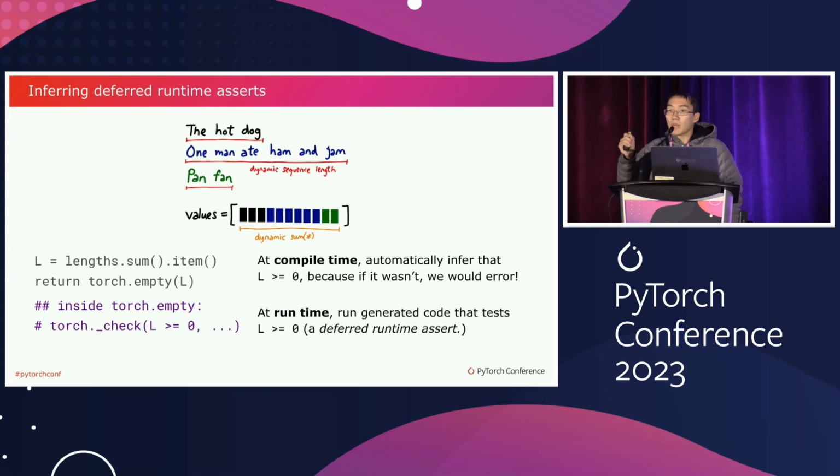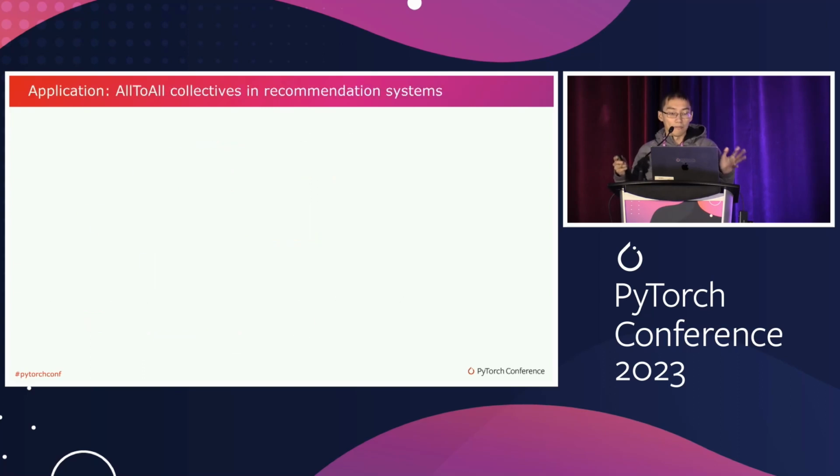But when you take its sum and pass it to a tensor constructor, we can infer that it must be greater than or equal to 0, because if it wasn't, then torch.empty would error. We can then use this fact to resolve other questions we might have about L, like if someone writes an if statement on L is greater than or equal to 0. Of course, it is possible for a user to pass in a tensor that would cause this model to error at runtime. So in our generated code, we generate runtime asserts checking that these assumptions are correct.